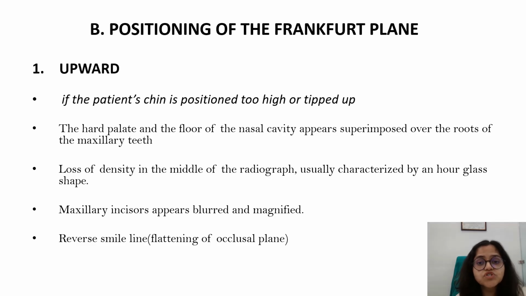Then next is the positioning of the Frankfurt plane upward. If the patient's chin is positioned too high or tipped up, then the hard palate and the floor of the nasal cavity appear superimposed over the roots of the maxillary teeth. There will be loss of density in the middle of the radiograph. Usually the characteristic is a trispinal shape. Maxillary incisors appear blurred and magnified, and there is a reverse smile line, that is, flattening of the occlusal plane.